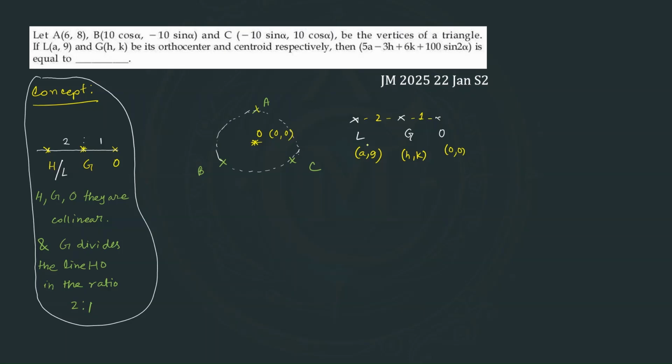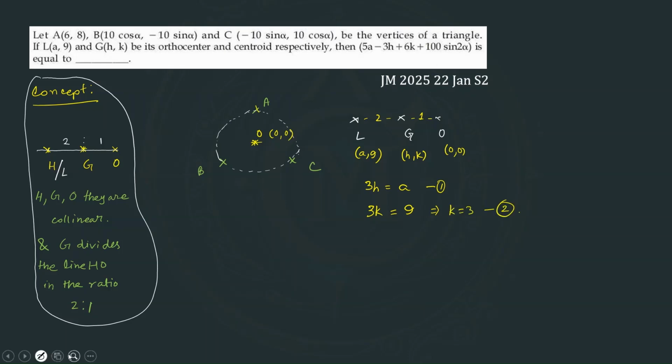So by the section formula, 3h will be 2 times 0 plus 1 times a. This is our first information that we got from here. And then 3k will be 2 times 0 plus 9. So k comes out to be equal to 3. This is our second information.